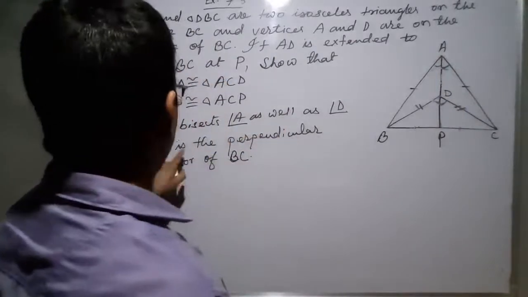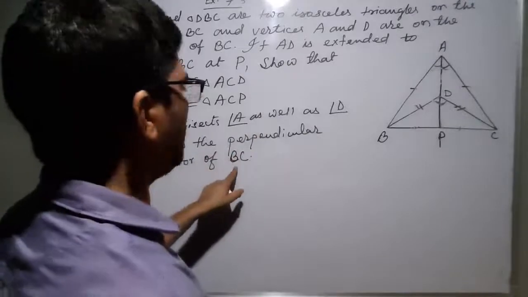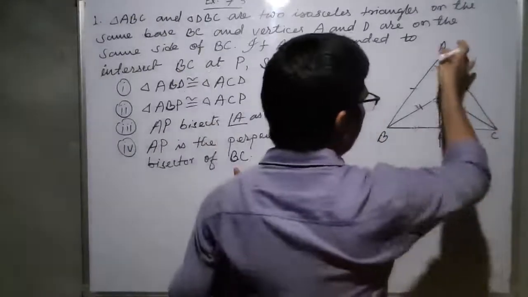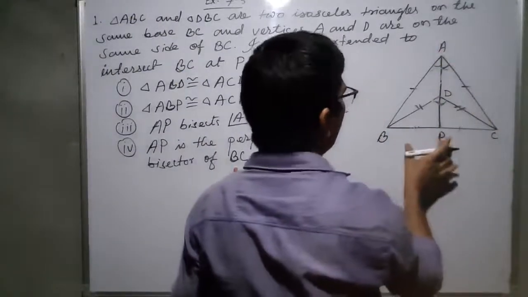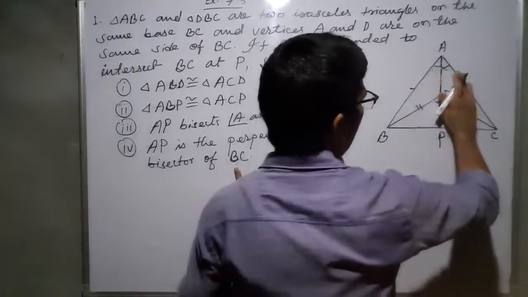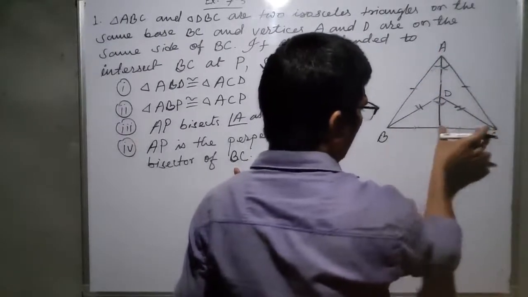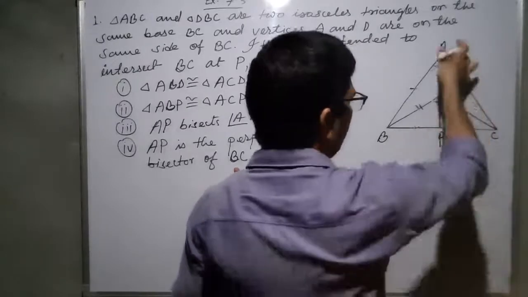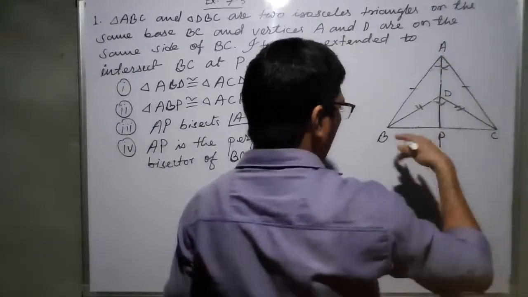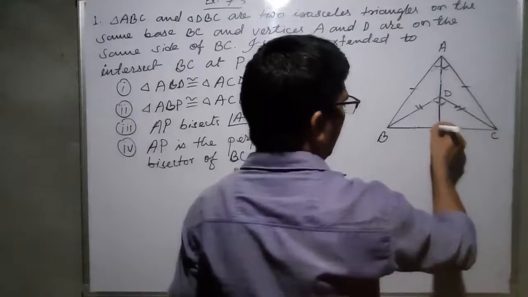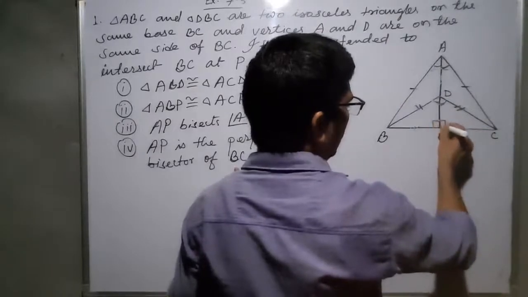Now, AP is the perpendicular bisector of BC. We have to prove this for BC. Bisector we have already proved. When these two triangles are congruent, then BP equals CP. These two are equal. That means it bisects BC. Now perpendicular means you have to prove these angles are 90 degrees.